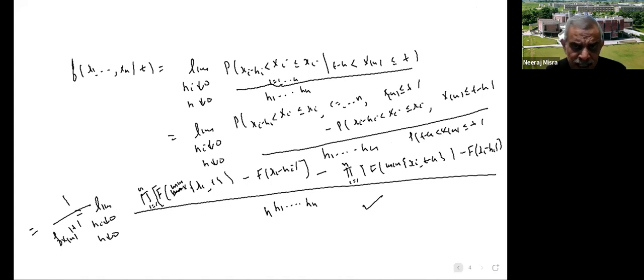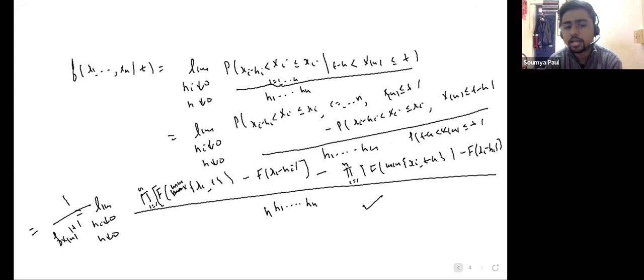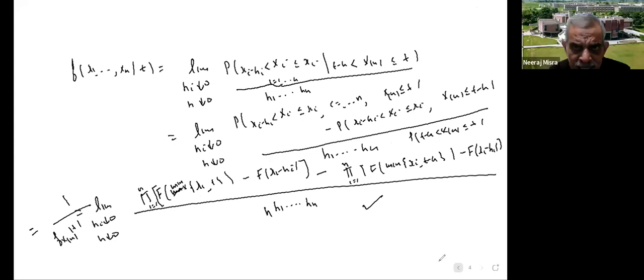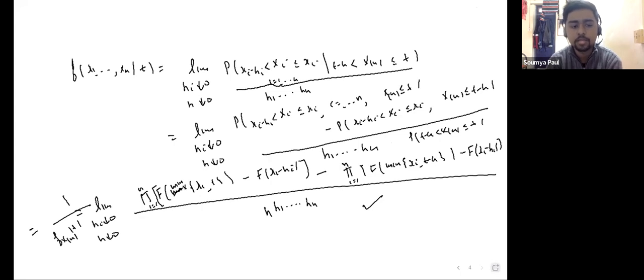Do you have any doubt in this? How to proceed further? Can you explain the last line a little bit? Which one? The last line. The product of f, the minimum of that thing.